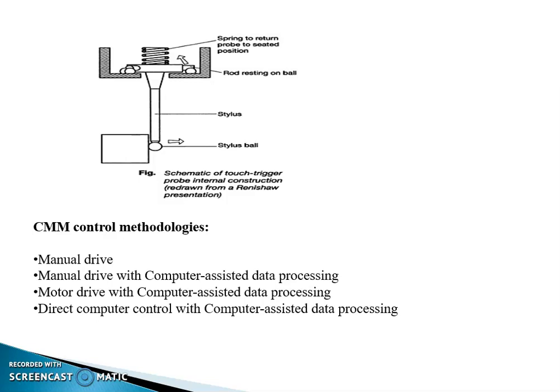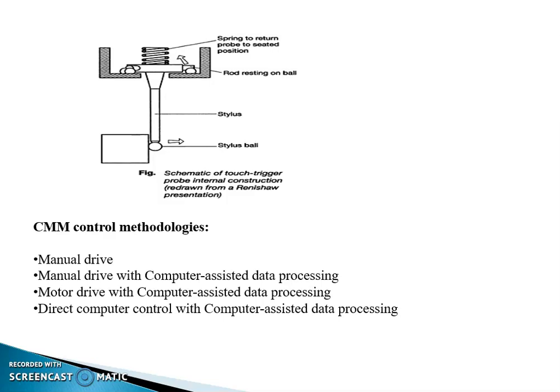Here, as the name tells, a manual drive means the human operator physically moves the probe along the machine's axis to make a part contact and take inspection measurement. This equipment is designed so that the probe may move with a minimum amount of friction between the direction axes. Measurements are provided by digital readout for a manual recording or paper printout.